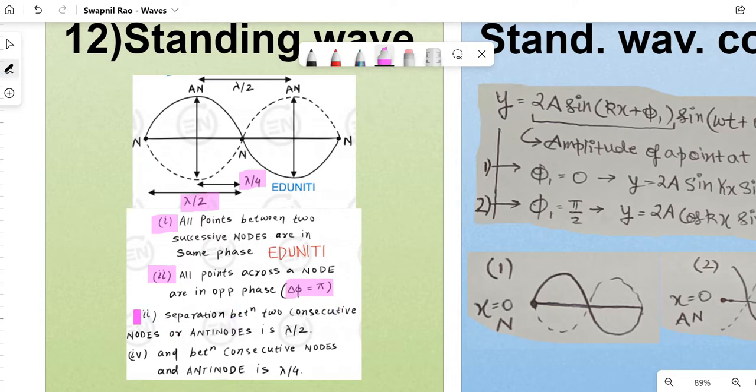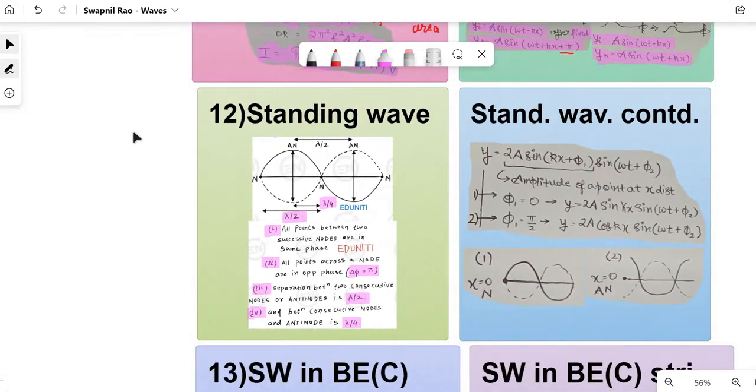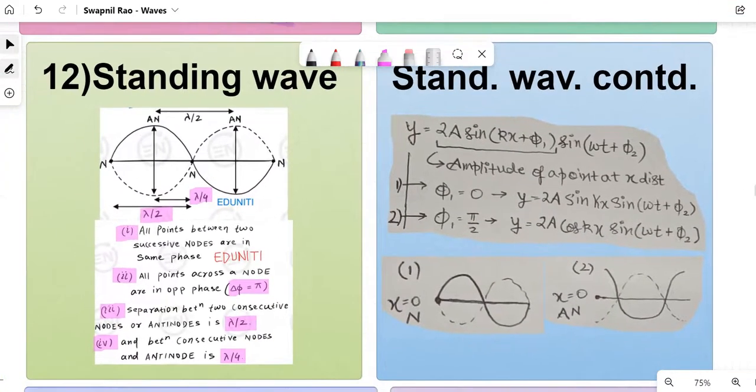And then the separation between two consecutive nodes or antinodes is lambda by 2. It's just what I mentioned. It has been written over here. And between consecutive node and antinode is lambda by 4, not pi by 4. If I've told the wrong terms, then what's written is correct and it's obviously my mistake. Please do not write that in the notes. You have to just write whatever is written over here.